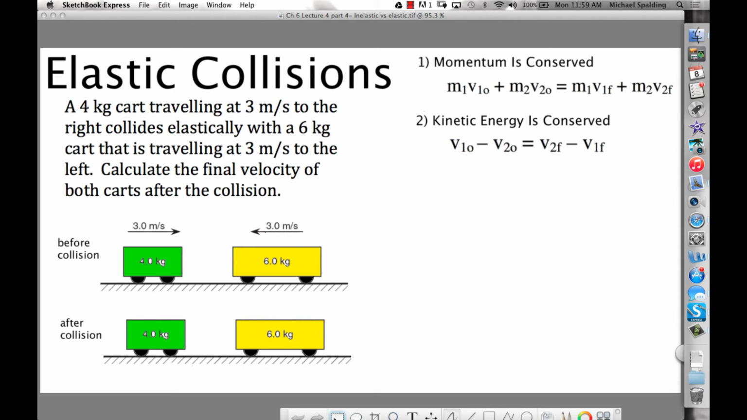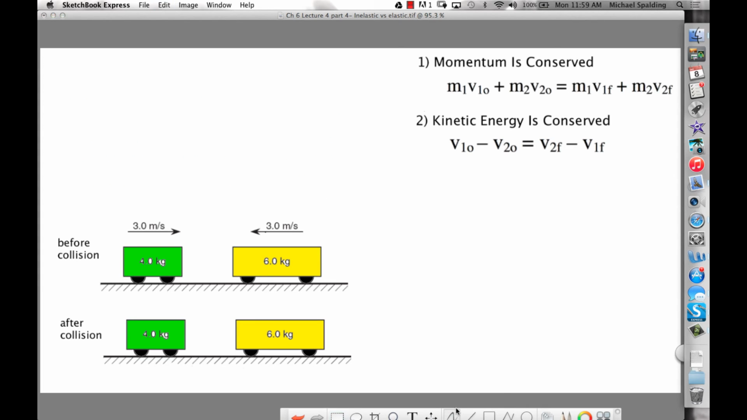Okay, so our problem here, we have two carts that collide elastically. So I'm going to make some room to solve this. They each have a velocity of 3 meters per second. Now, the key idea, and if you're going to make a mistake, it's probably this. To the right is plus, to the left is minus. So I'm going to call this cart here M1. This guy is M2. So this would be V1 initial, and it's positive. This would be V2 initial, and it's negative because it points to the left. To the right is plus, to the left is minus. Now, what we're looking for is V2 final after the collision and V1 final after the collision.